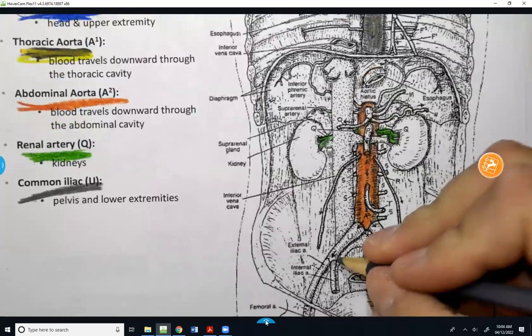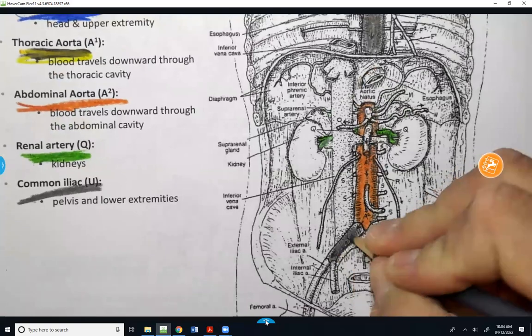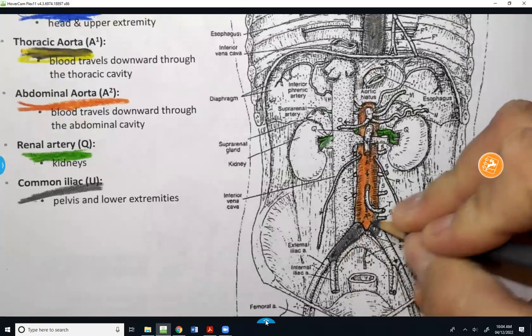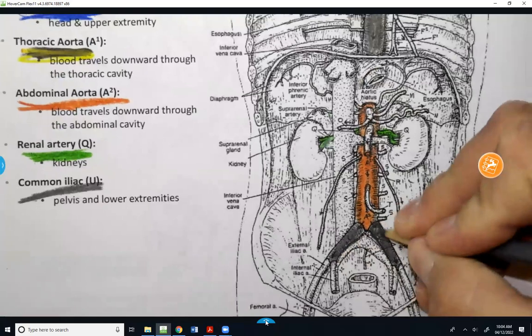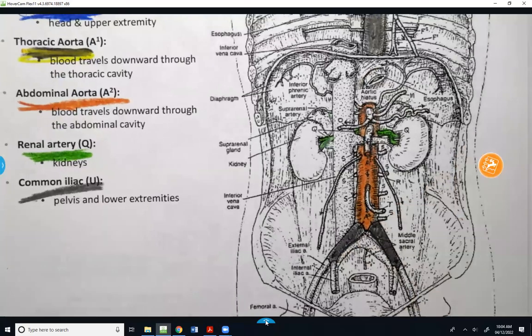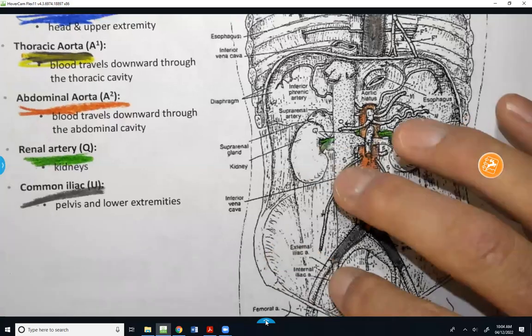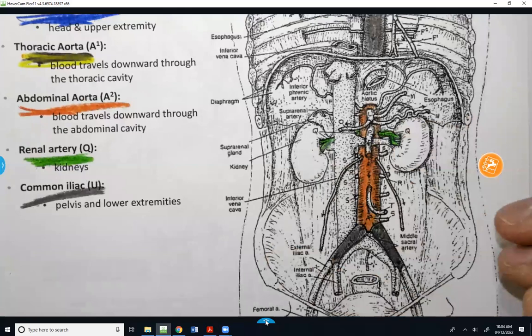And then when the abdominal aorta comes to an end, it forks and forms the two common iliac arteries, which are going to feed our pelvis and our legs. And just like with the common carotid I mentioned, the common iliac, and you can actually see it taking place here, comes to a fork and forms the external and internal iliacs.